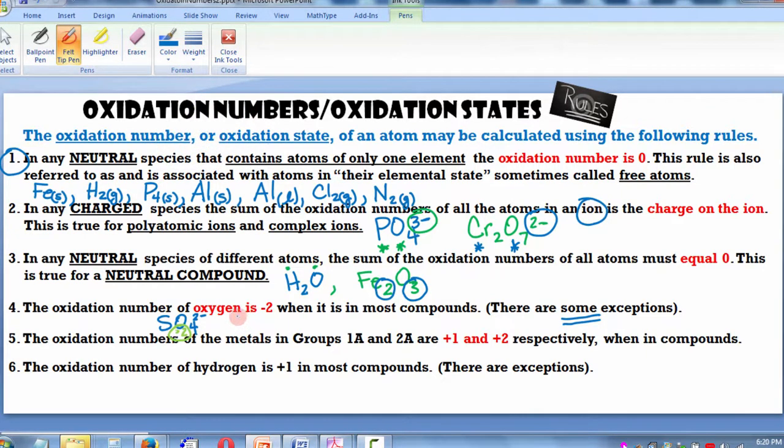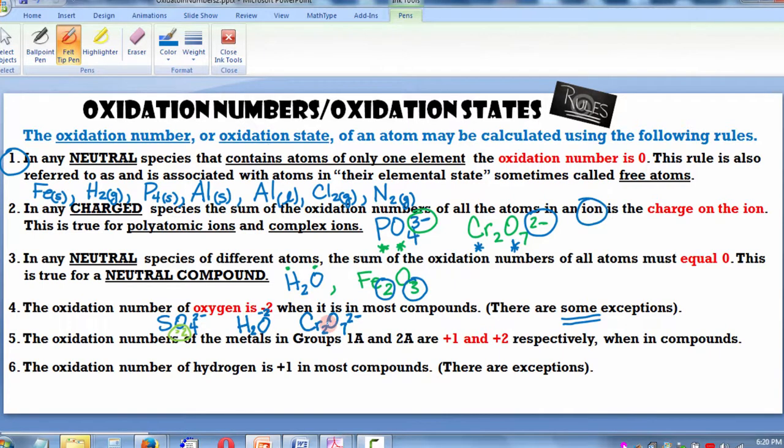If I had water, the oxidation state of this oxygen is -2. If I had dichromate again, the oxidation state of this oxygen would be -2. So just keep in mind right now we're just assigning oxidation numbers.